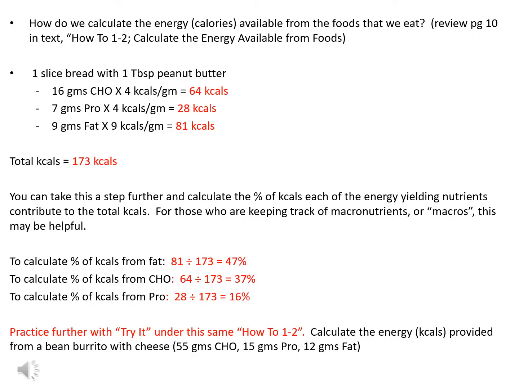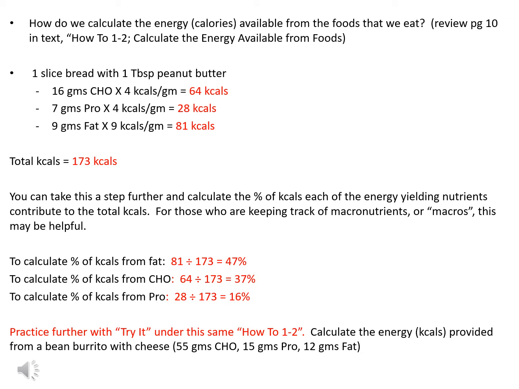Knowing that carbohydrate, fat, and protein now provide us with a certain amount of calories per gram, how can we calculate how many total calories are being provided by a particular food? Well, we're going to look right into our text. This is from page 10 in the textbook if you have the hard copy. If you have the ebook, it might be on a different page, but you're going to look for the title, How To, and the number there is 1-2. Calculate the energy available from foods.